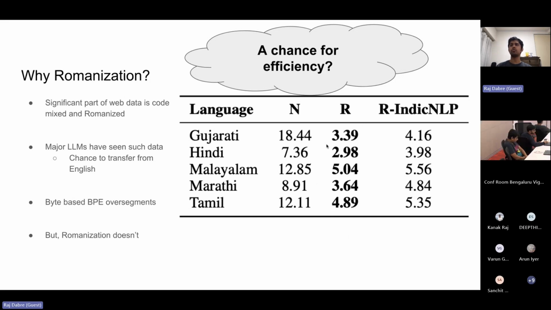And you can see there is a huge drop in the fertility. When you drop the fertility by this much, it means that in order to generate the same word, you would need a lot less compute when you use the romanized representation. So we had a very interesting finding: if romanization has low fertility, and if the model can understand romanized content, then that might be the way to bridge the gap between the English performance and the native script performance, as well as the romanized performance.